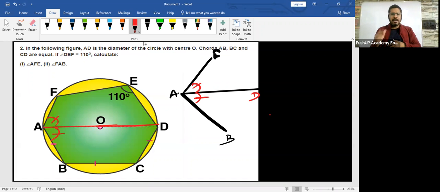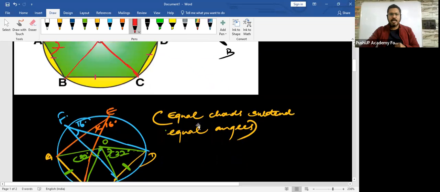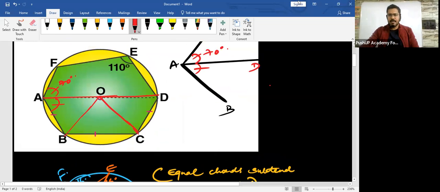All right. But I think FAD was already found before by using cyclic quadrilateral property, isn't it? Perfect. So this angle you already got 70 degrees. Now we have to think about angle BAD. Acha, children, listen. You know all these three chords are equal in measurement, isn't it? So I'll do one thing, children. I'll draw a separate figure for you. Listen, I'll show you.